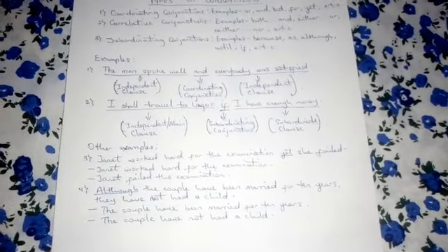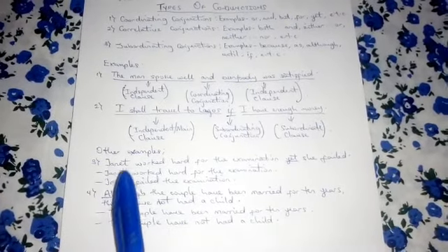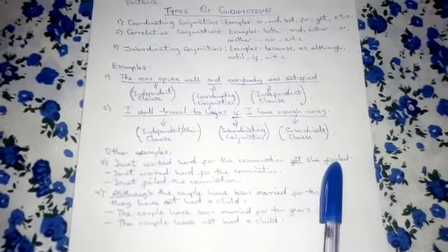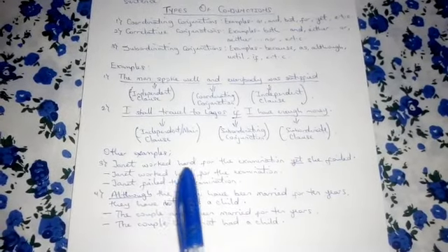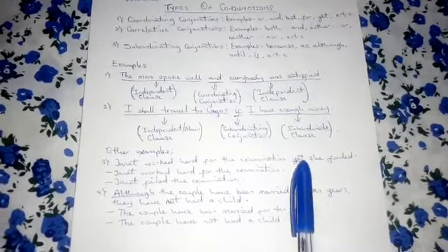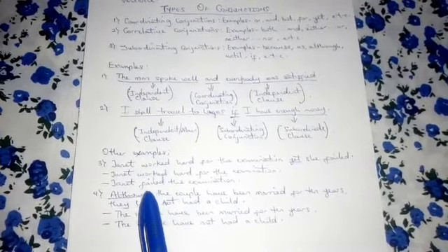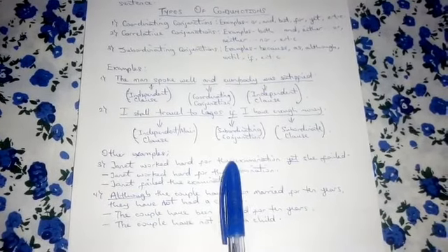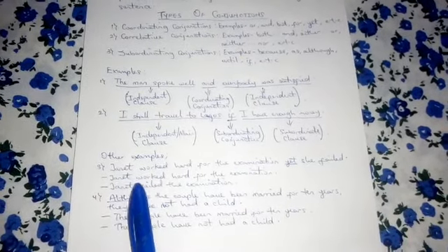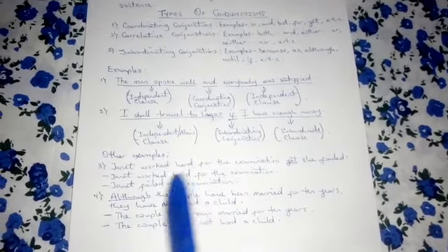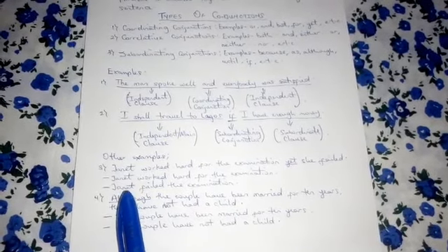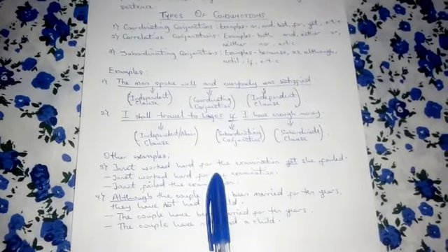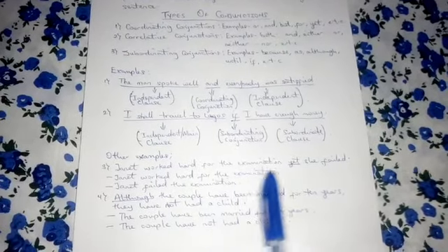Now these are some other examples. Janet worked hard for the examination, yet she failed. In this sentence, we have two sentences joined together. Number 1 is Janet worked hard for the examination. The second one is Janet failed the examination. Now, these two sentences have been joined together with the use of yet.